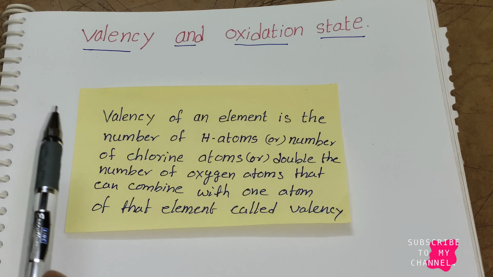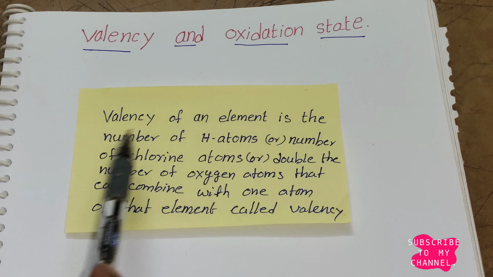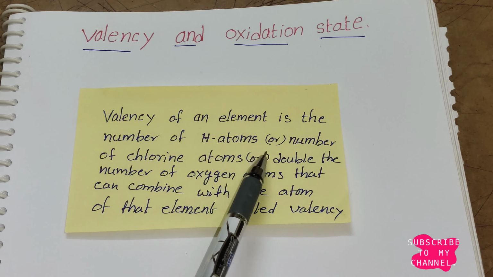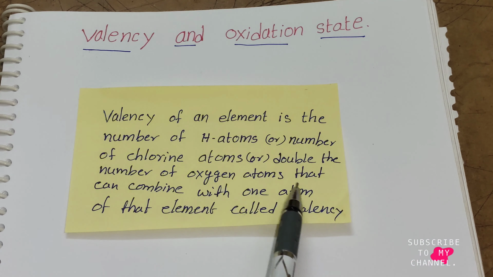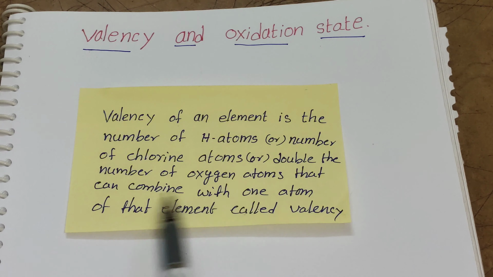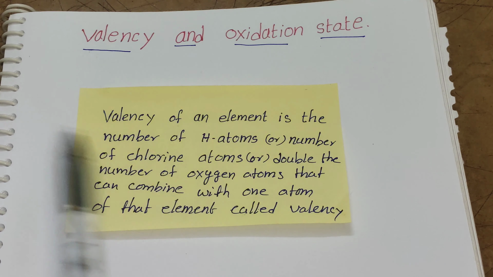Once again I am repeating, the valency of an element is the number of hydrogen atoms or the number of chlorine atoms or double the number of oxygen atoms that can be combined with one atom of that element.